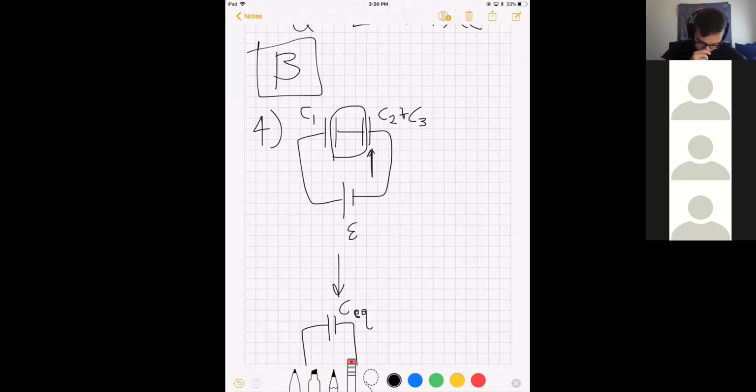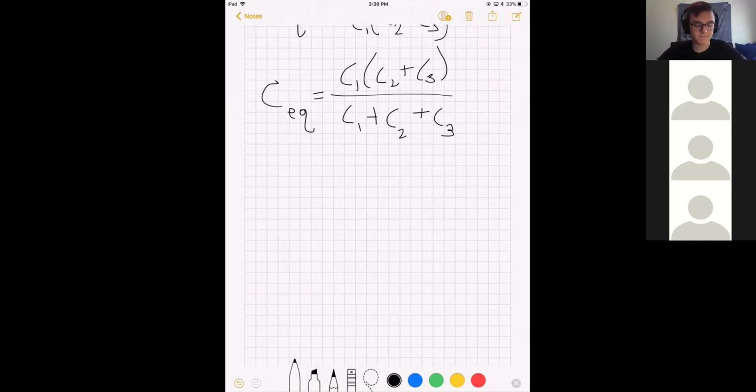That's fundamentally limited because this started out uncharged. So you can only get as much of that as is on the inside. So we're going to have the same amount of Q on C1 and on the equivalent capacitance C2 plus C3.